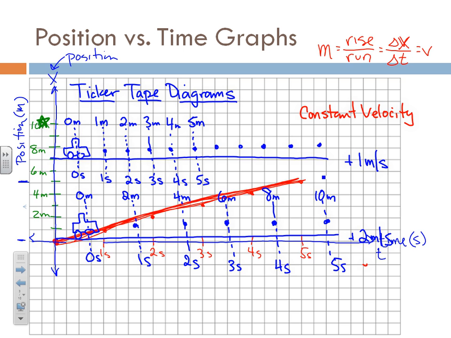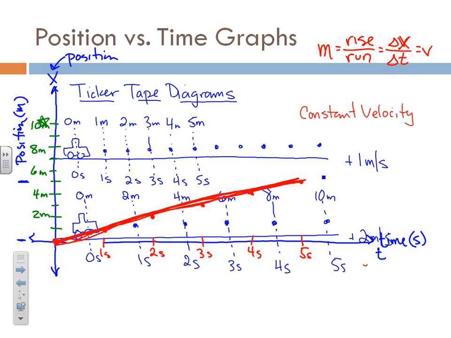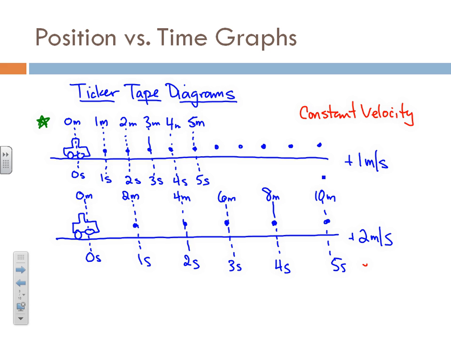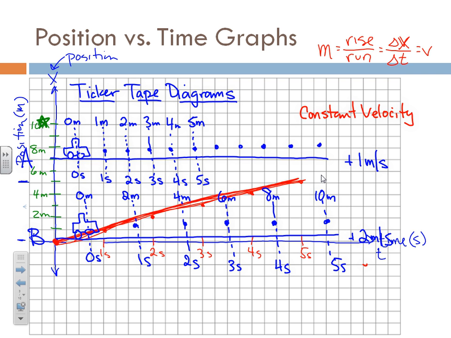What do we get whenever we put this on our position versus time graph? Just to help us out, let's label this one A, and let's label this one B, and we'll put both of these lines on the same graph with each other.